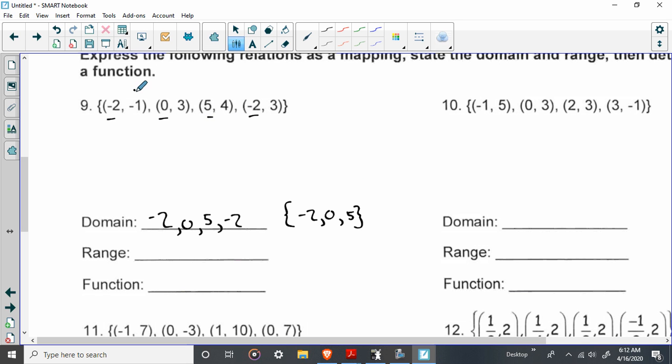Let's talk about your range. Your range is going to be these numbers. So what are they? -1, 3, 4, and 3 again. Again, we don't need to write the 3 twice. Okay, so from lowest to highest, these numbers are -1, 3, and 4.